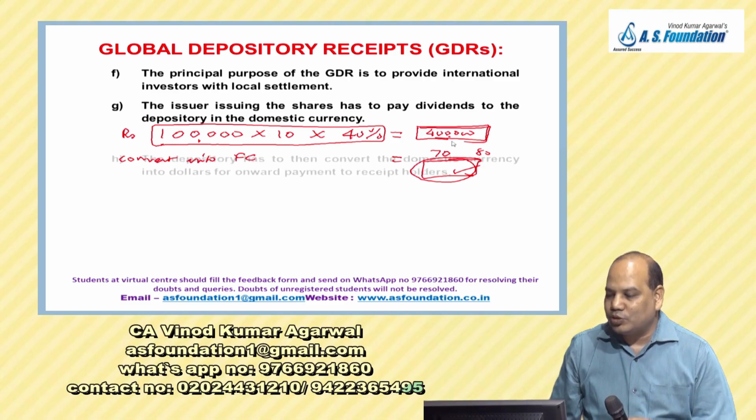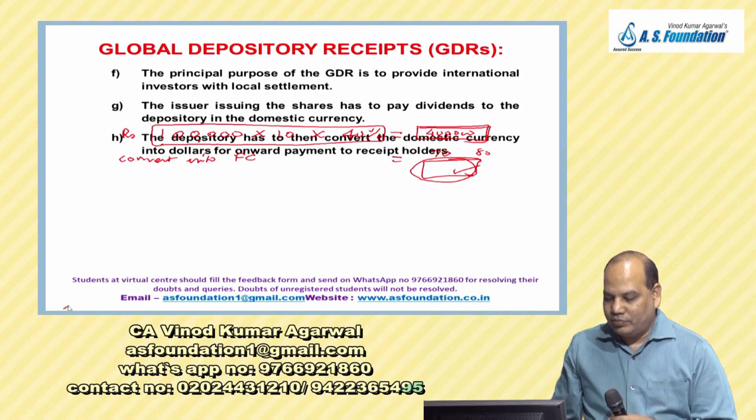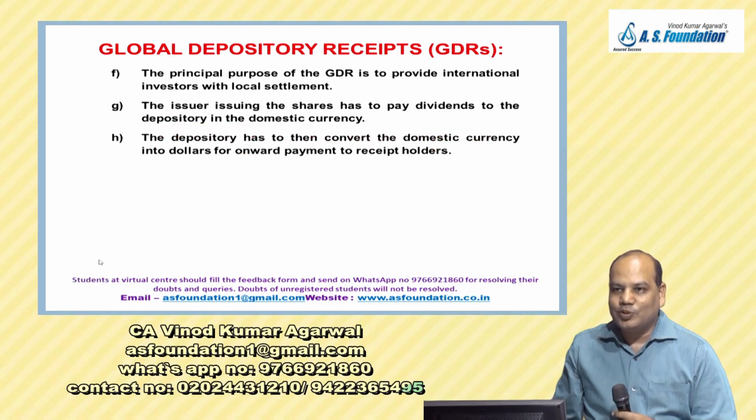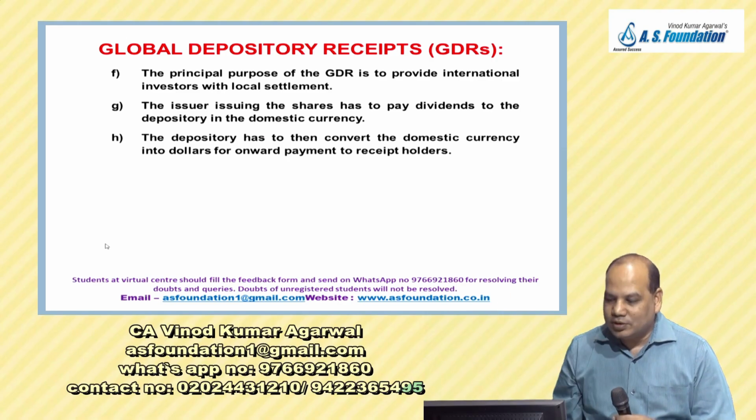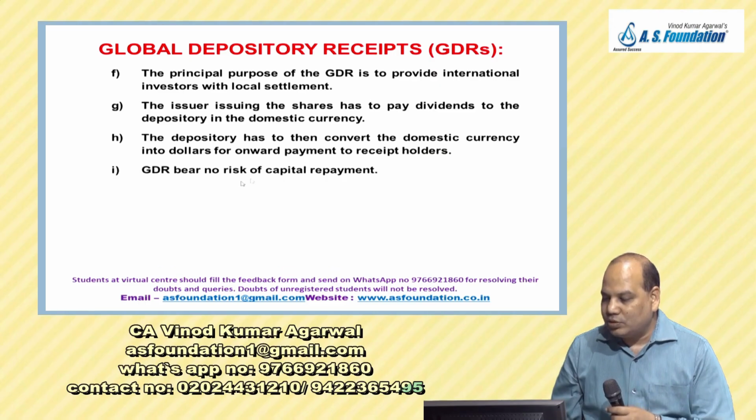These are also subject to DDT, dividend distribution tax, because this is also dividend. It is treated like any other dividend. Depository has to convert the domestic currency into dollar for onward payment to receipt holder. GDR bear no risk of capital repayment because it is equity.